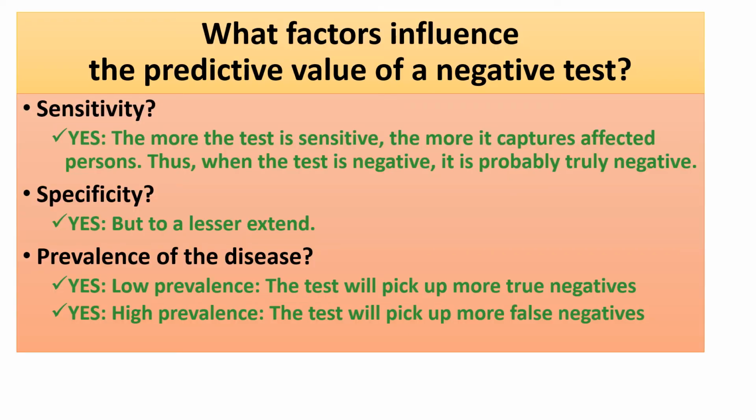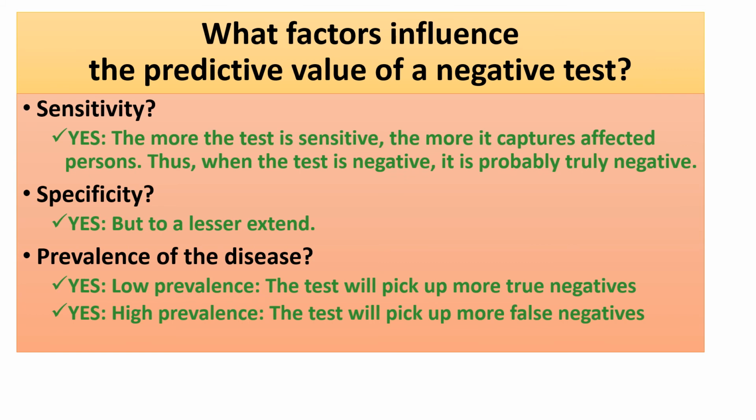Now we want to see what factors can affect the predictive value of a negative test. What can we say about the sensitivity? The answer is yes. The more sensitive the test is, the more it captures affected persons. Therefore, when the test is negative, it is probably truly negative. What about the specificity? The answer is again yes, but to a lesser extent.